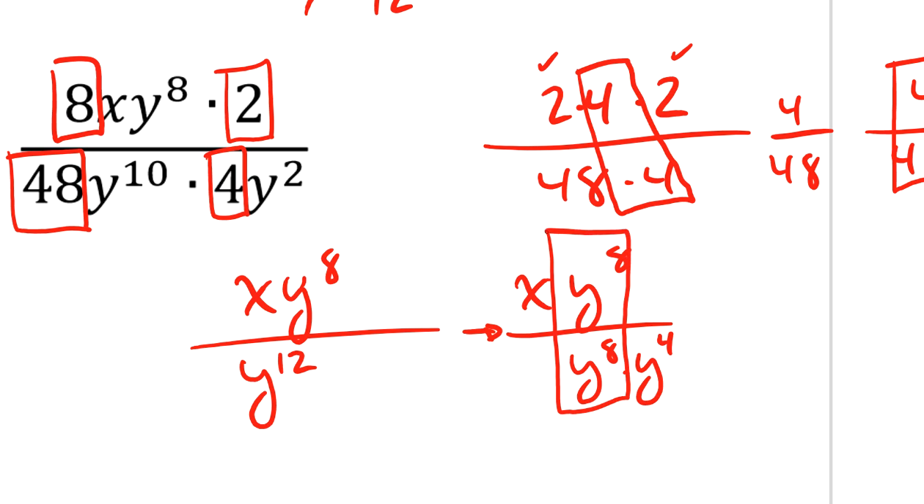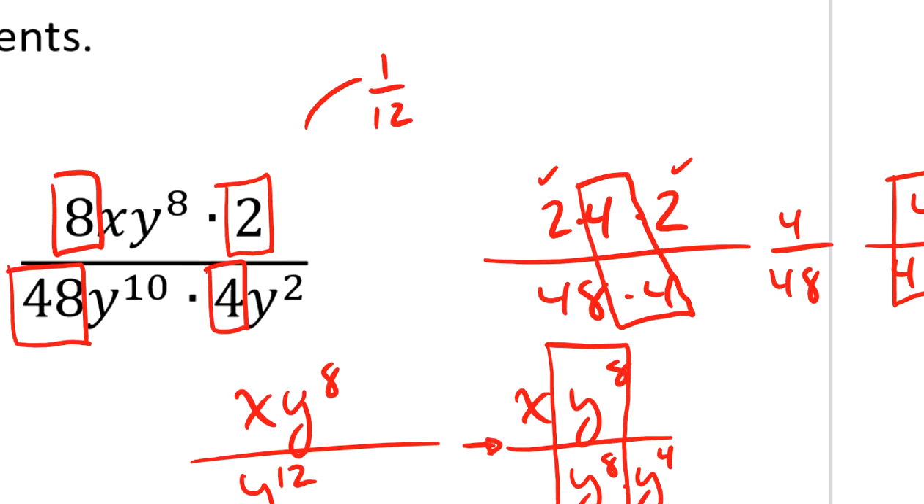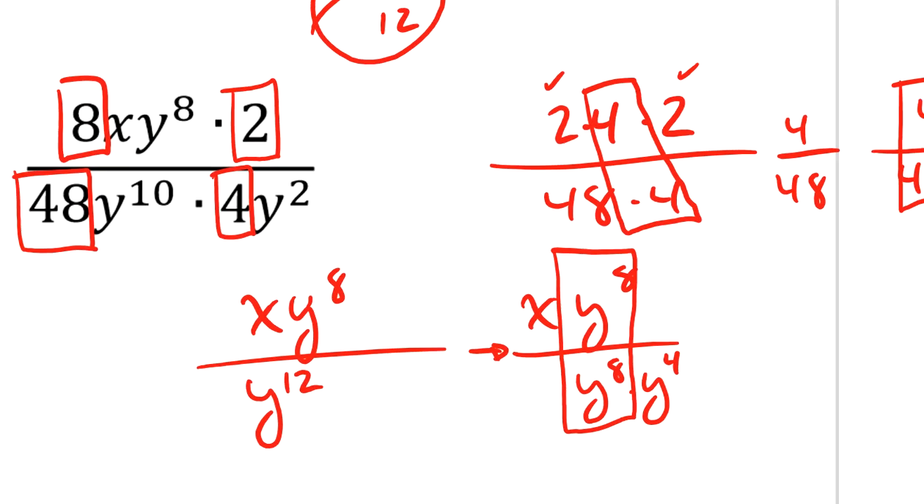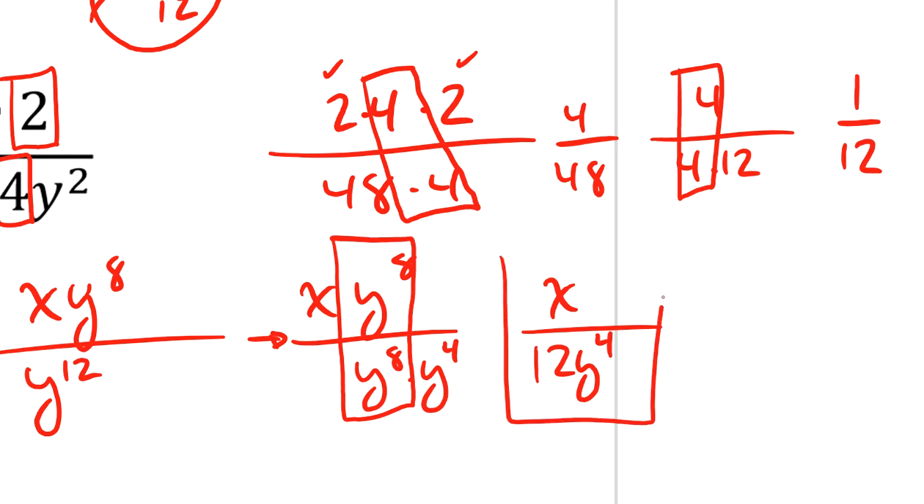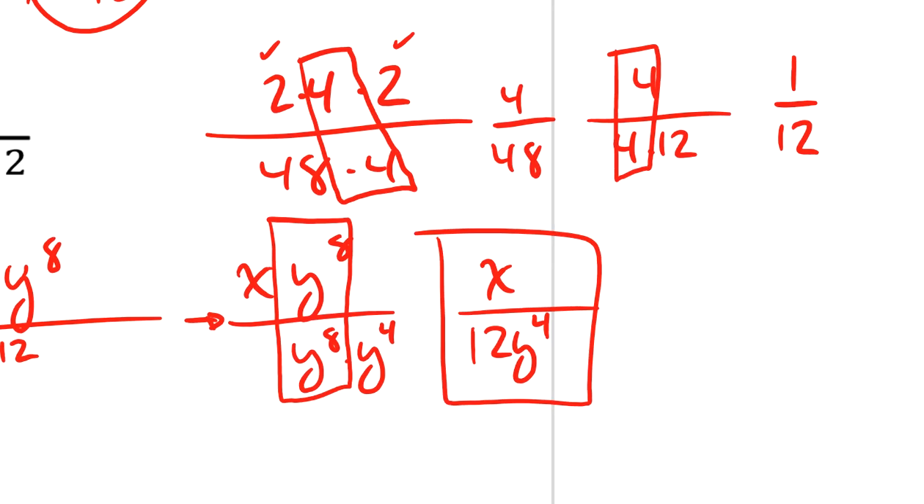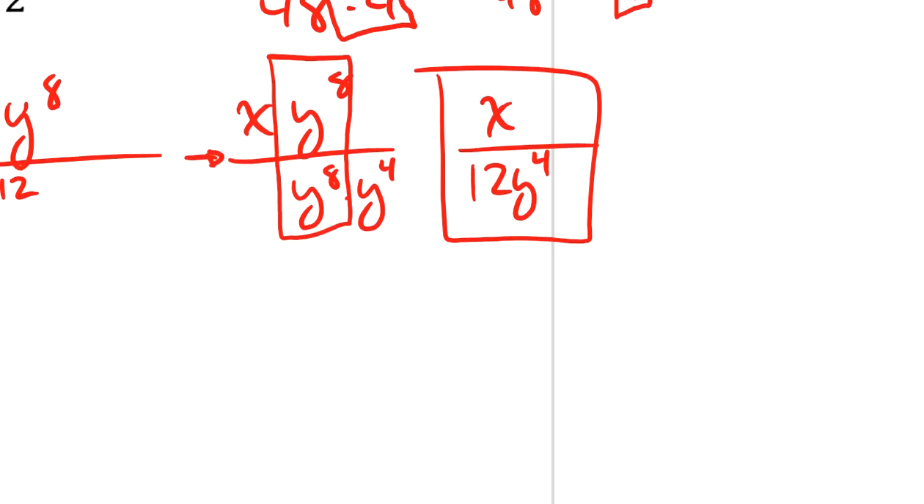So I've got x over y to the 4th power. And I want to not forget my 1/12. So my answer then would be x over 12 and then y to the 4th power. Again, there are probably other ways that you can do this problem, but this is the simplified version, the correct simplified version that we're looking for. Let's go to part C.